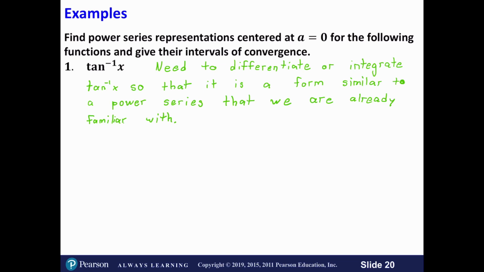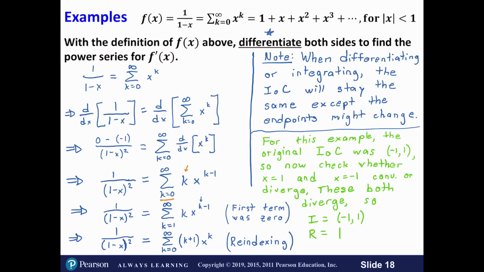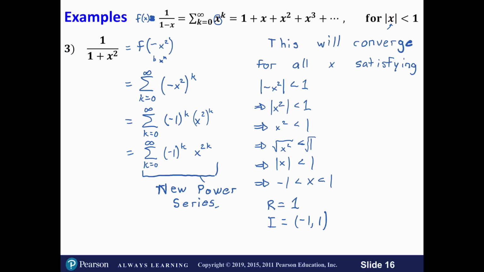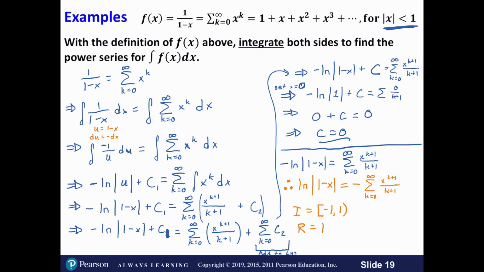All right, and the idea is that if we take the derivative of inverse tangent of x, this will be 1 over 1 plus x squared. And this is a form that we are somewhat familiar with already because we discussed this several examples ago. We know that 1 over 1 plus x squared is equal to this power series, -1 to the k times x to the 2k. So we will use that fact.